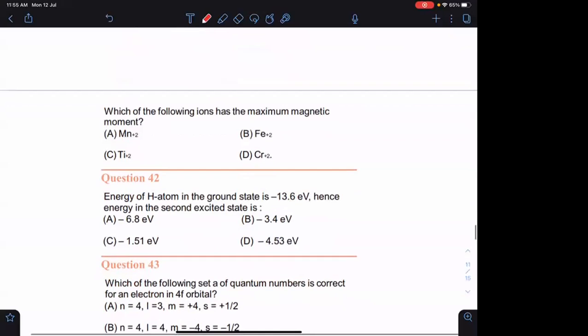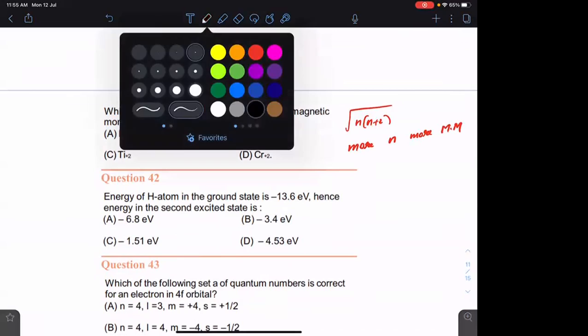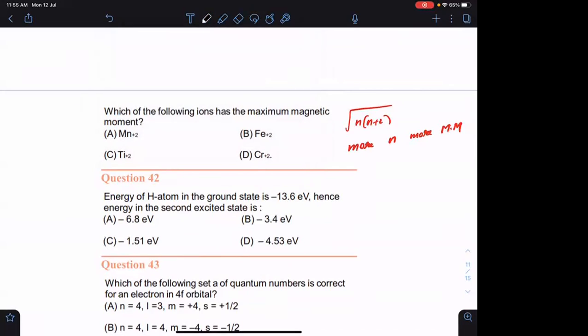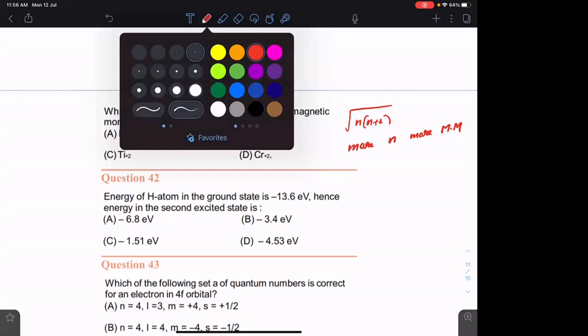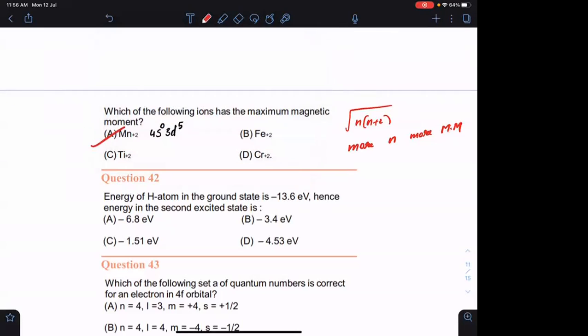Yes sir. Which of the following has the highest value of magnetic moment? Magnetic moment is root over n into n plus 2. More n, more magnetic moment. Agreed? How to get the value of n? n is the number of unpaired electrons. Mn plus 2 means it is 4s0 3d5. It has 5 unpaired electrons. The answer should be this. 5 unpaired electrons should be the highest number, right?